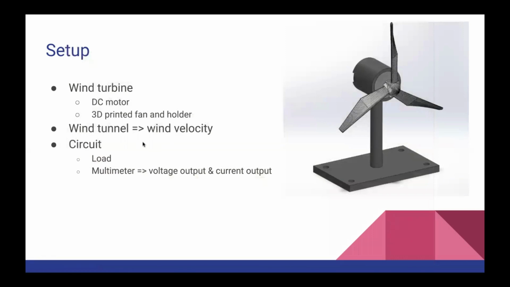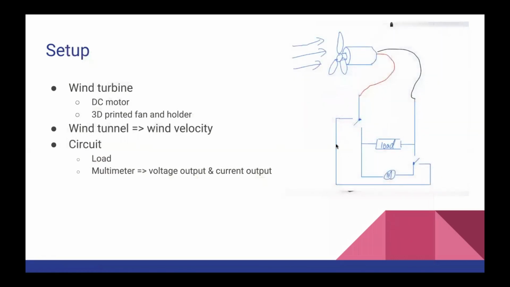Then we connect our wind turbine to the circuit. Our circuit looks like this. It has a load to consume the energy generated by the wind turbine. And by switching these two switches, we can use a single multimeter to measure the voltage and the current across this load. And here we have a short video to demonstrate how we do the whole experiment.